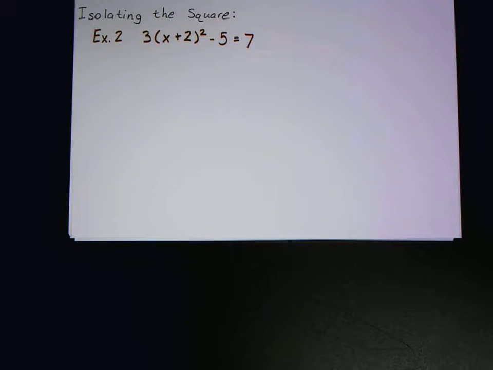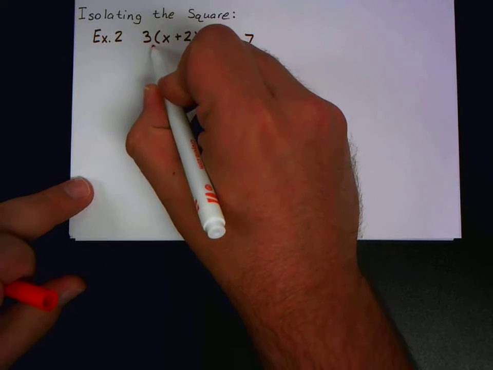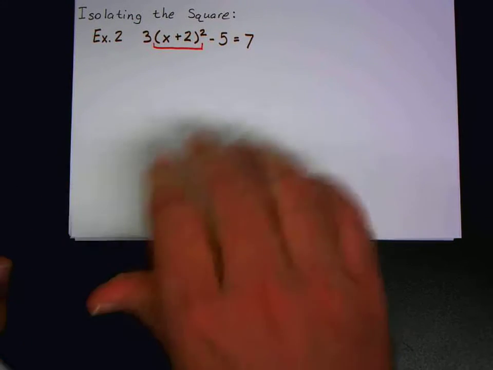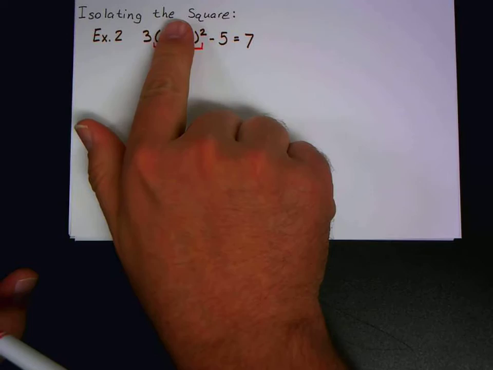All right, isolating the square just means that you get the part that's squared by itself. Once the part that's squared is by itself, then you can square root it to get rid of the square. So we treat this part kind of like a single variable. So we solve the rest of the problem totally ignoring what's right there.